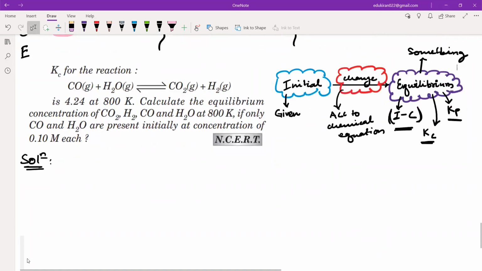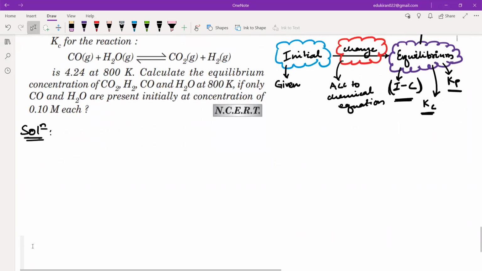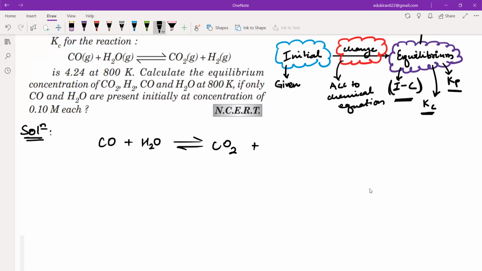Please remember this framework and let us apply this framework in the question here. Now you tell me, is the initial given, yes or no? Yes, sir. Initial is given. So let me just write the reaction first of all. We have this reaction: carbon monoxide plus H2O, which is in equilibrium with carbon dioxide plus H2.